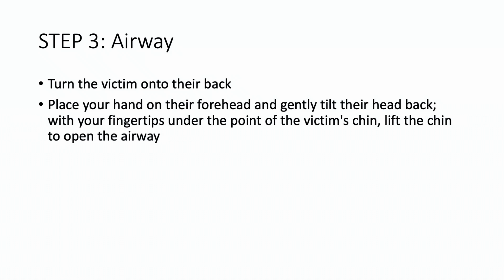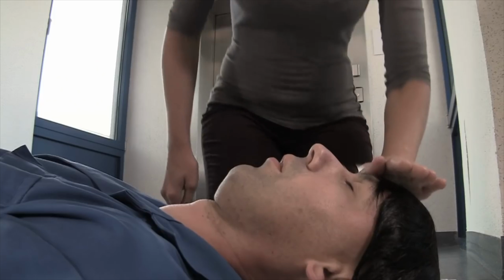Step 3. Airway. Airway is one of the 5 elements of the ABCDE. Turn the victim onto their back and place your hand on their forehead and gently tilt their head back. With your fingertips under the point of the victim's chin, the mandibula, lift the chin to open the airway.